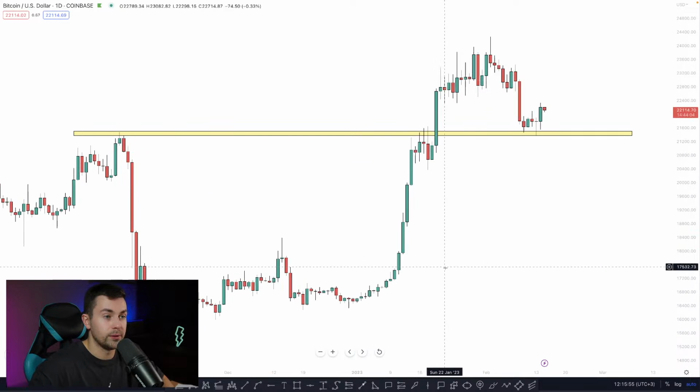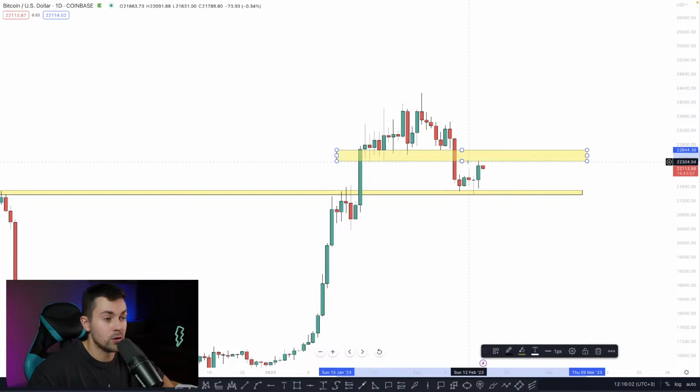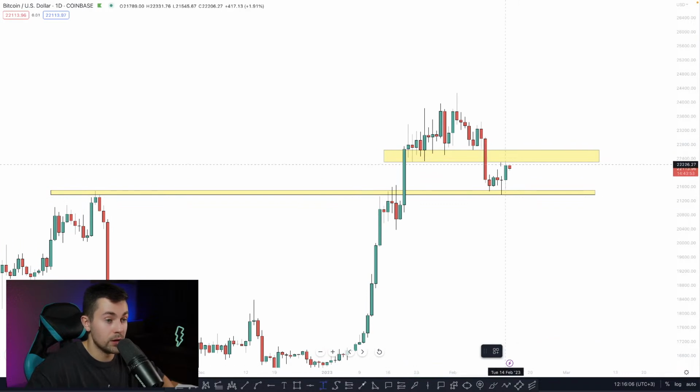But now, what we see is that Bitcoin is currently stuck between two structures. We have a very strong resistance right here, and we have a very strong support. And the market is coiling between these two structures.